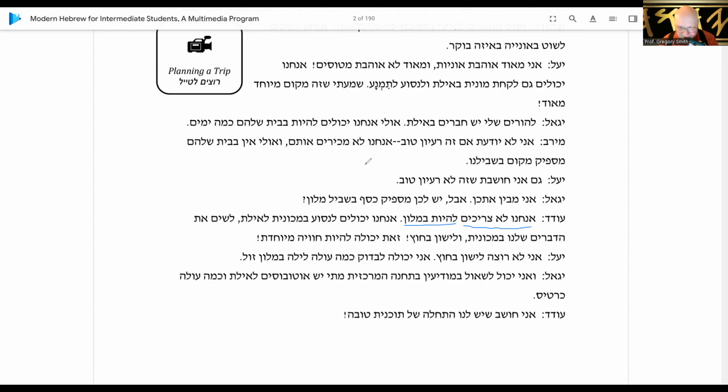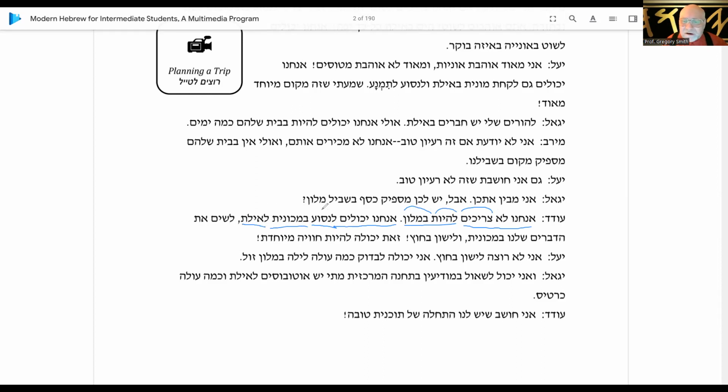Zorichim. Lo zorichim. We don't need to be in a hotel. Zorichim means need or want. Lahiot, to be, bamalon, in a hotel. Okay, so anachnu yochlim, we want linsoa, to travel, b'mekonit, in a car, le'Eilat, to Eilat.